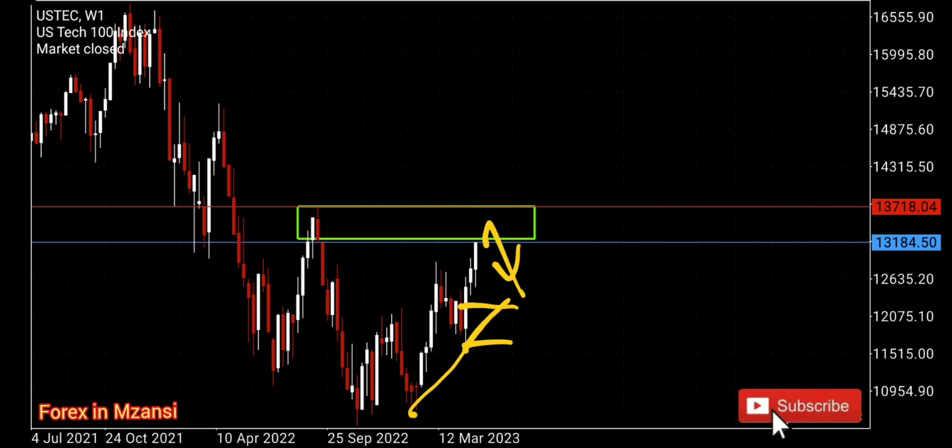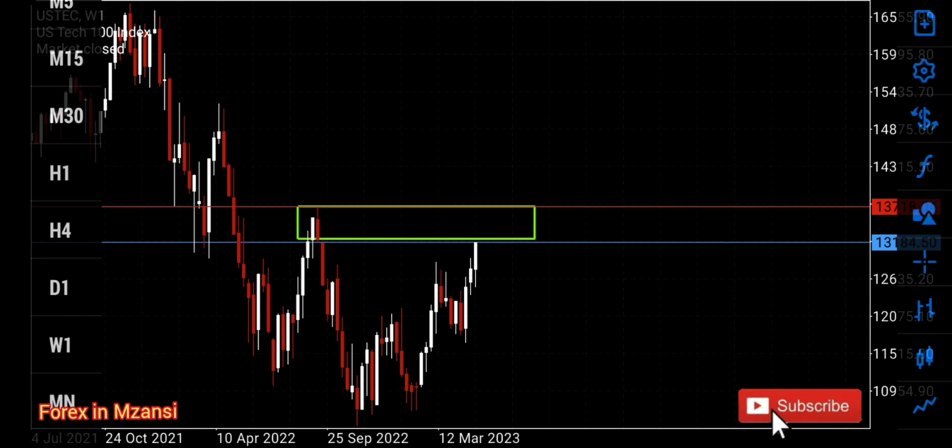So if you're holding your buy trades, this is an area where you need to make sure that maybe you are taking care of your stop losses, or you are exiting some of your trades, because it's not going to be easy for the bulls to pass this level.